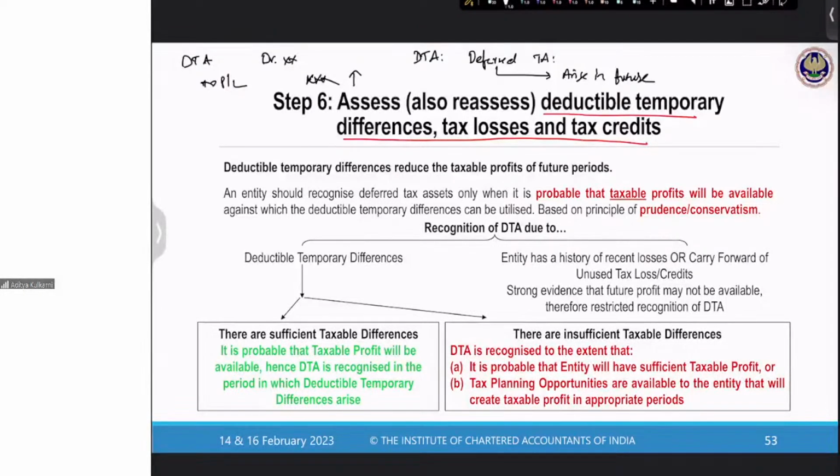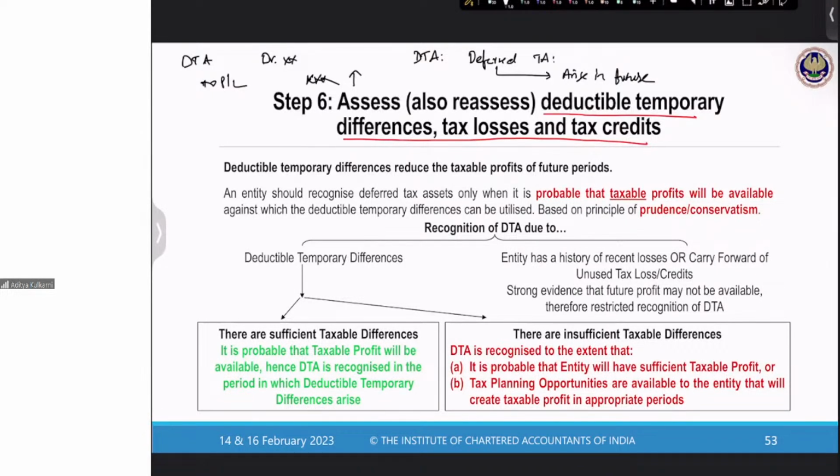यार मेरे को तो अभी से मतलब है. I am not sure about what will happen in the future. That is why the standard tells you will have to assess and reassess deductible temporary differences, tax losses and tax credits. See, why am I going to have a deferred tax asset? For example, suppose take the case of gratuity.